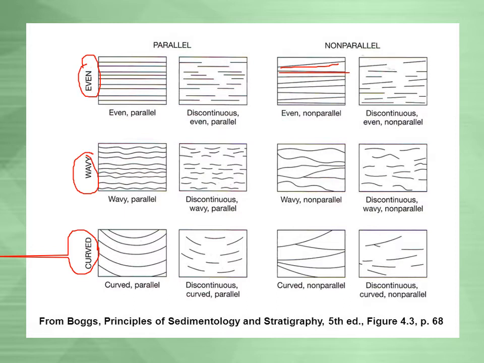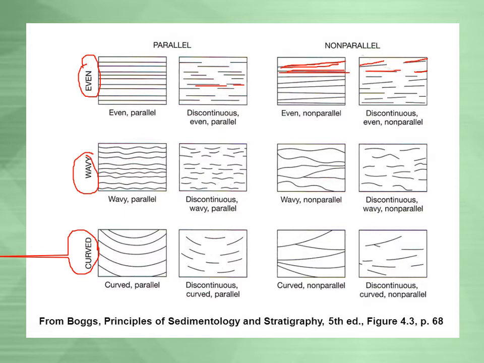In the second case, they are parallel, even, but discontinuous, they are not continuously found. In the right-hand portion, the non-parallel portion, the bounding surfaces are non-parallel, but even, that means straight, and continuous. In this picture, the bounding surfaces are non-parallel, even, but discontinuous, they are not continuous bodies. In the second row, the bounding surfaces are curly, that means wavy, and parallel to each other and continuous. In the second case, bounding surfaces are parallel but discontinuous, and obviously they are curly.